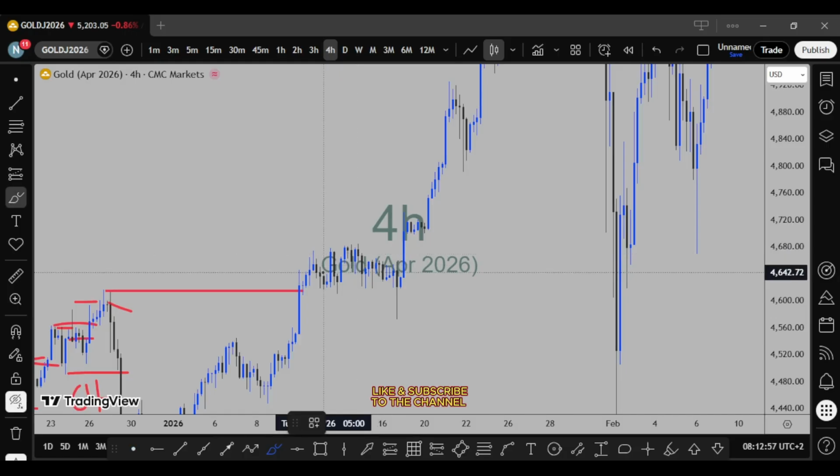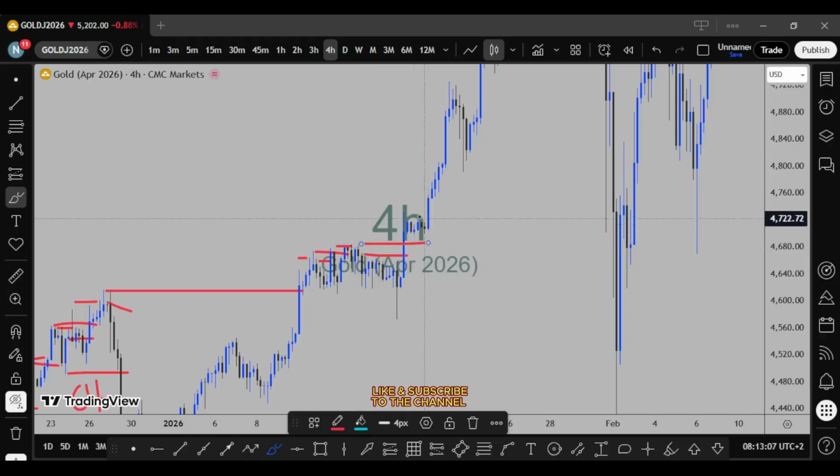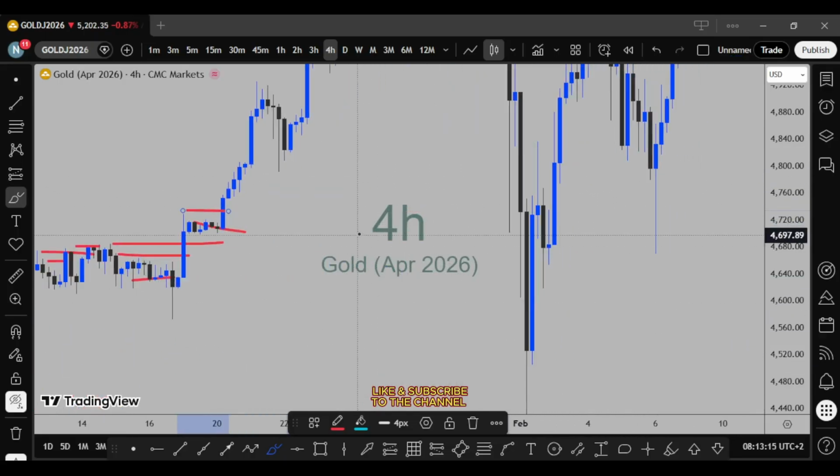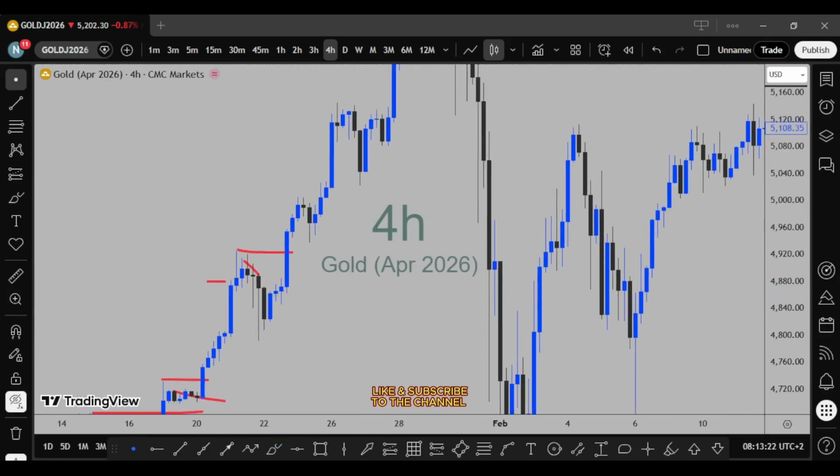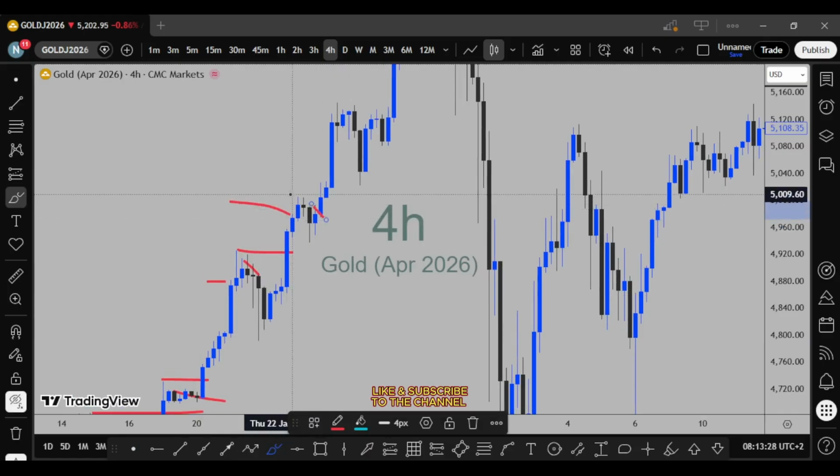We have a left, right. We have a break here. We continue, left, right. We break. We have it here, small one, left, right. We break. We go up, left, right. We break. Left, right. We break. Left, right. We break.